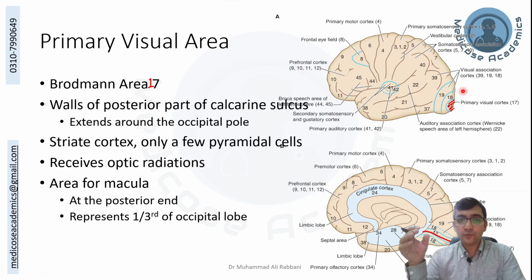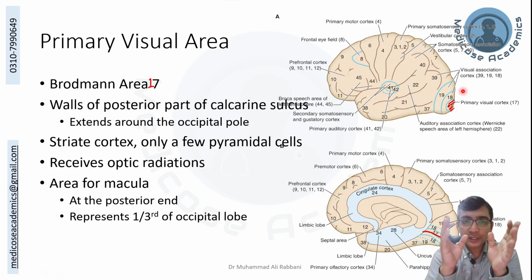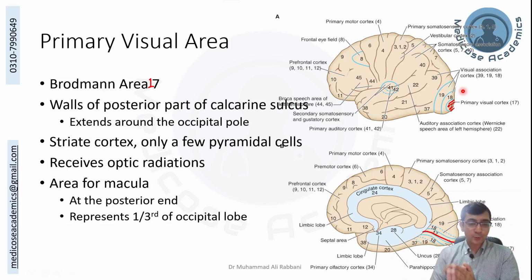And you can map the whole of this area against each point of the retina. Each point of the retina, each point of the visual field, is received at a particular point of the primary visual cortex.